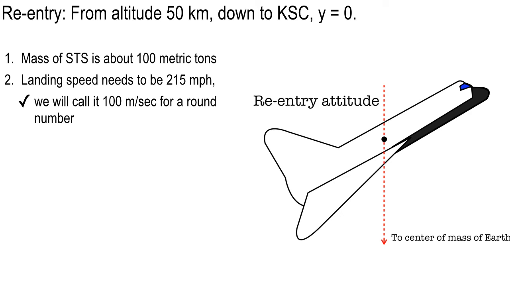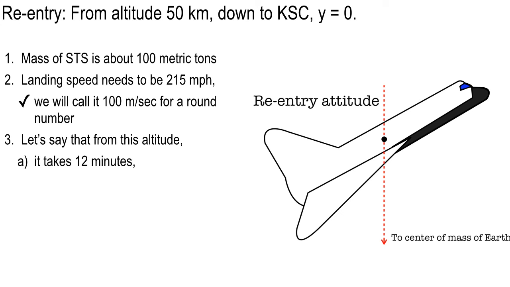So that means it's going to have a little bit of 1/2 mv squared when it hits the runway. And then you hit the brakes, and you pop the chutes, and you just roll it out, and eventually you come to a stop. And then you have zero kinetic energy. And then the astronauts get out. All right, so from this altitude, a rough time to descend to Kennedy and land is about 12 minutes, and that is about 720 seconds.